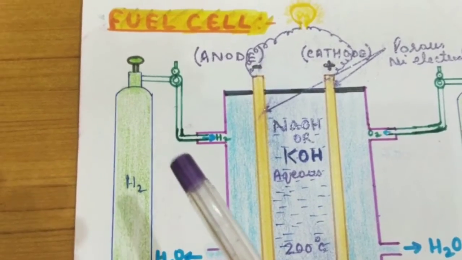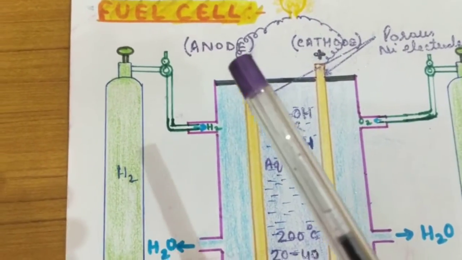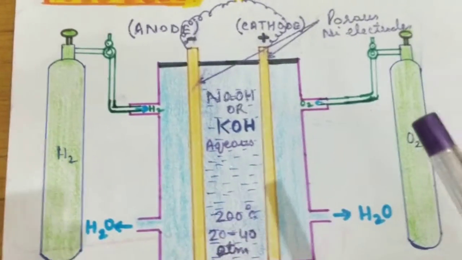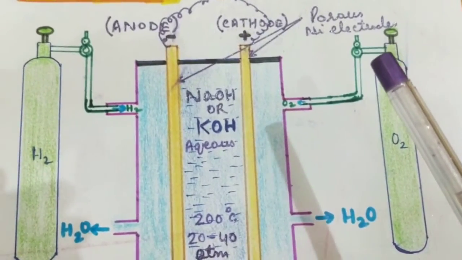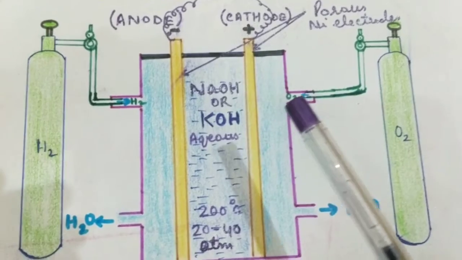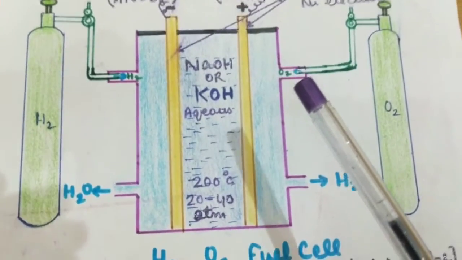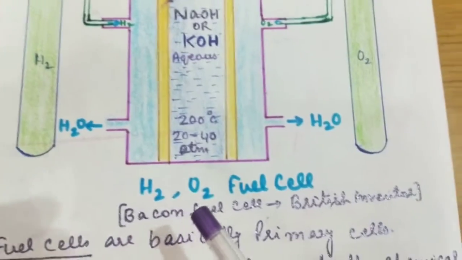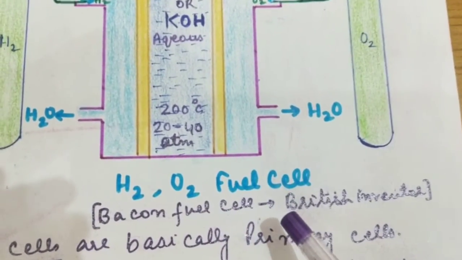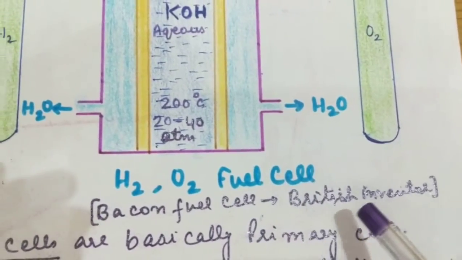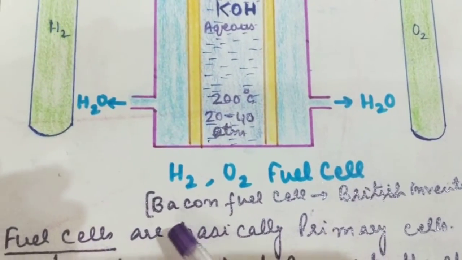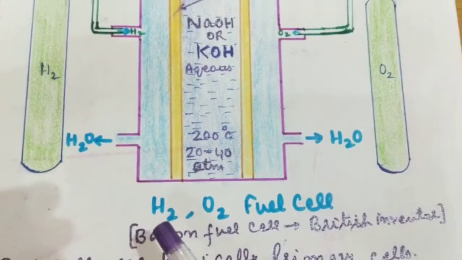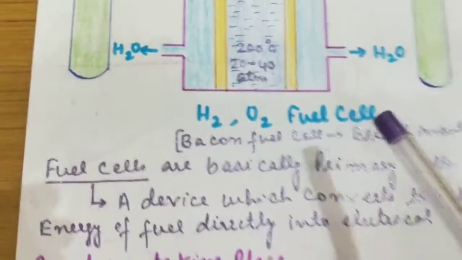From the left-hand side, or the anode side, the negative electrode, we are passing hydrogen gas, and from the positive electrode, the cathode side, we are passing oxygen gas. Now this cell was first invented by a British scientist, Bacon. So it is also called a Bacon fuel cell or simply a hydrogen-oxygen fuel cell.